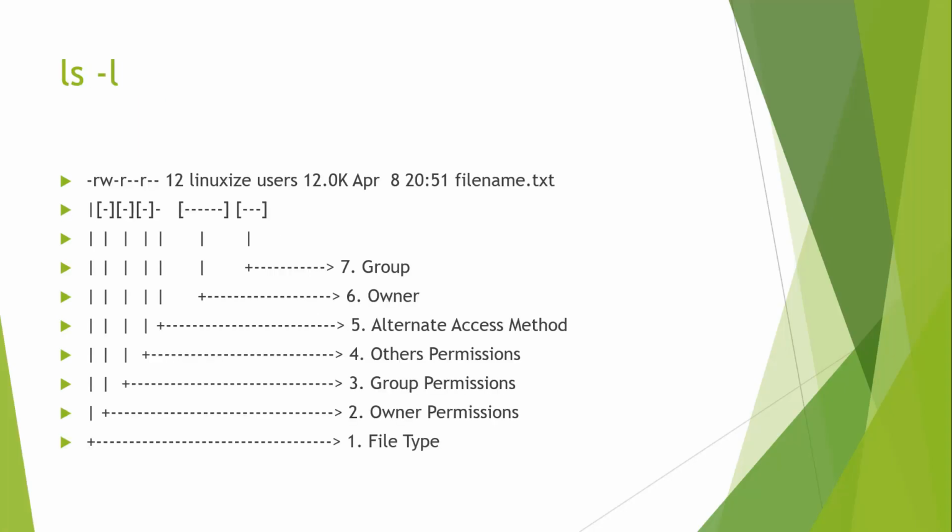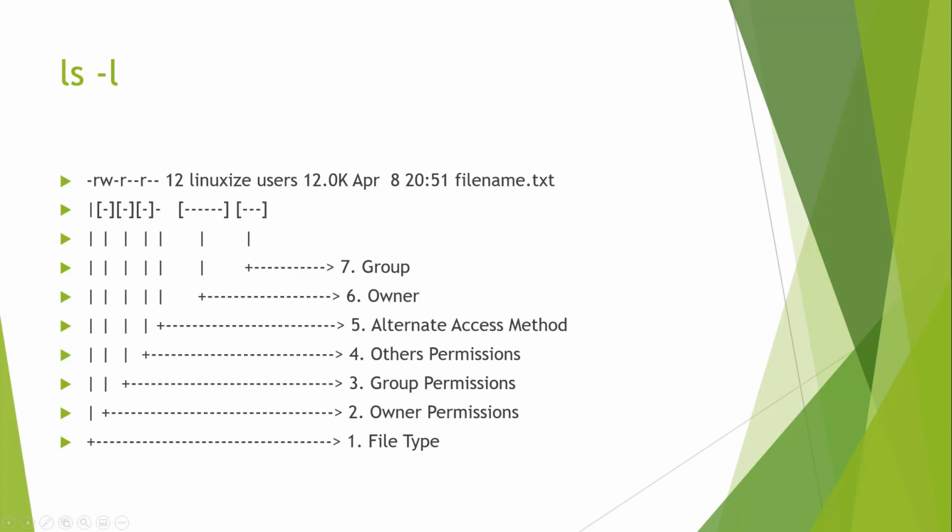So let's review what it would look like. The first area is going to be the file type. The second area, the first group, is the user's own permissions, then group permissions, then other permissions. Then we have this number, which is an alternate access method. Then we have a user, then a group. Also we have a size, date accessed or modified, and then the actual name of the location.